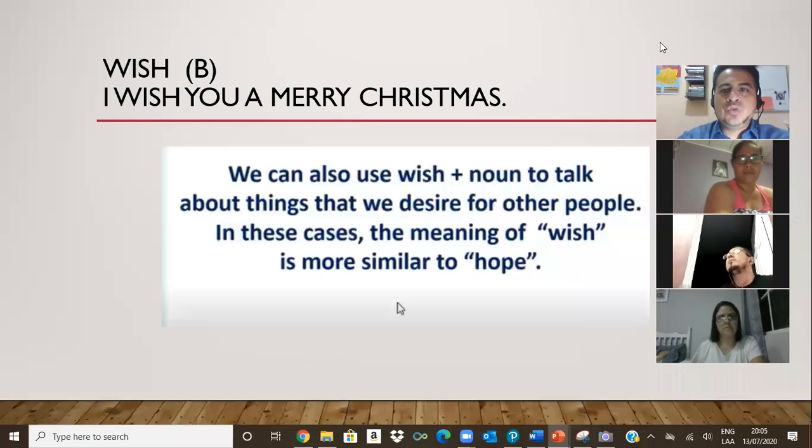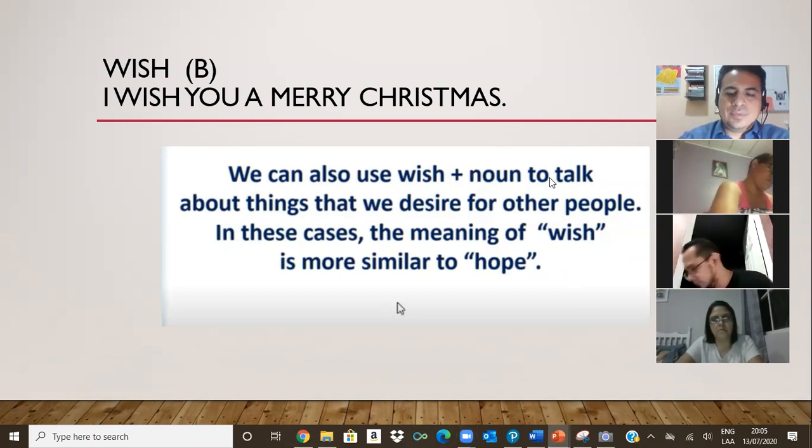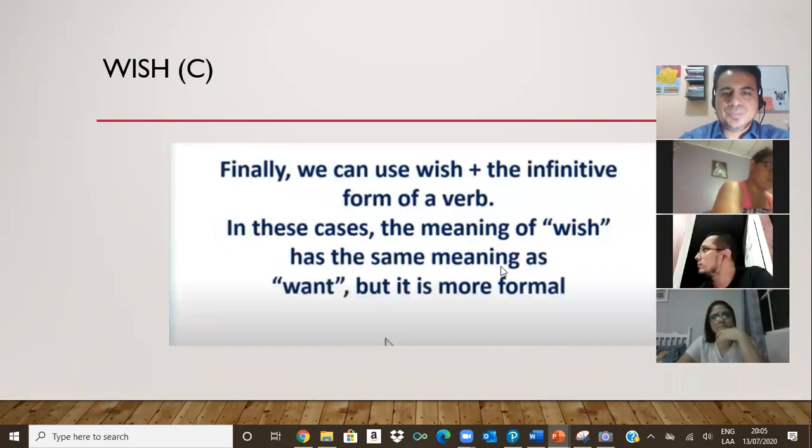Also, you can use wish to desire something good, when you want something for other people. For example, I wish you a Merry Christmas, right? Yeah, that's the one I told you, right? Y aquí mismo le dice, in this case, the meaning of wish is more similar to hope.